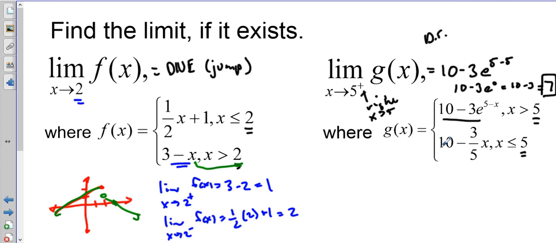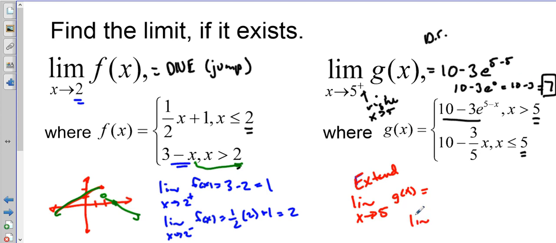And actually, this is the extension, so I'm just going to extend this problem a little bit. I know this limit is 7. Now, if I want to figure out whether the limit as x approaches 5 for g of x exists, well, guess what? I already know the right is 7.